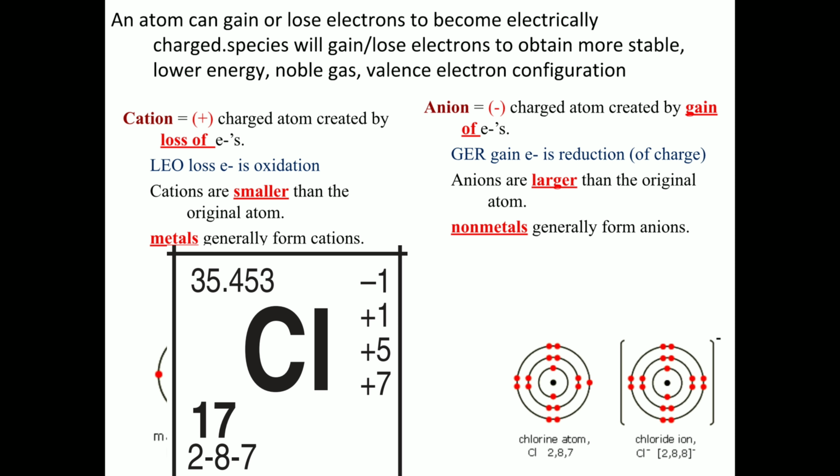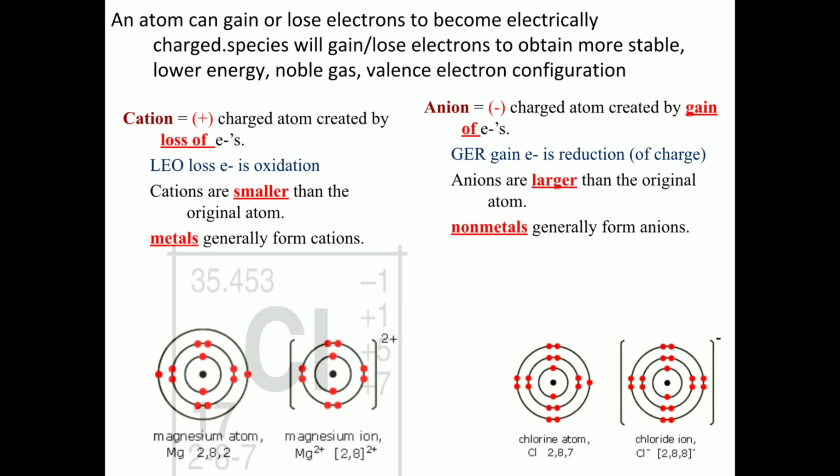Here you can see when a chlorine atom with no charge gains 1 valence electron, it obtains a negative 1 charge. It has 17 positive protons, but 18 negative electrons. When the chlorine ion has the electron configuration of 2,8,8, it has an electron configuration just like the noble gas argon.